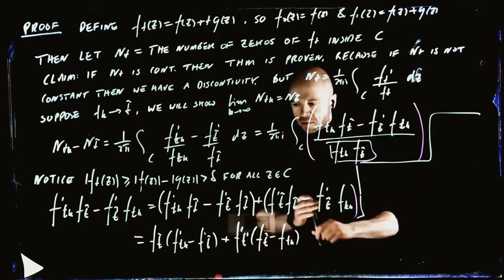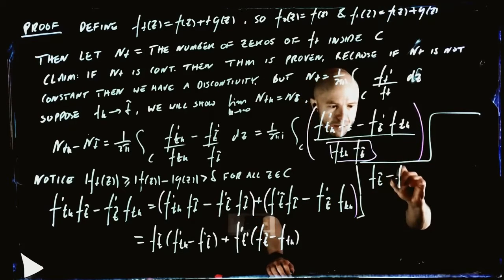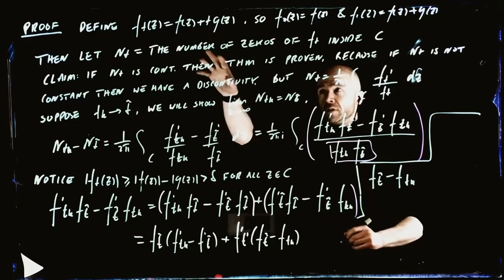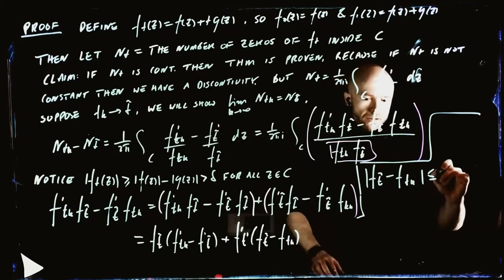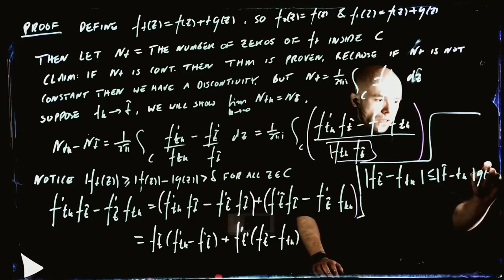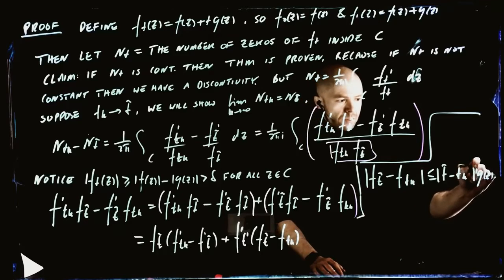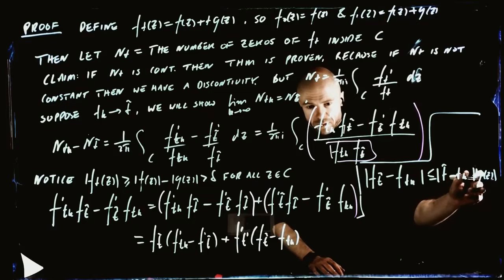So f of t tilde minus f of tk, just how we got these definitions over there. Then what's this thing? This is less than, so the f's will just cancel. It's just less than t minus t tilde times g of z. G is a holomorphic function on this closed curve, so therefore it's bounded on this closed curve, so we can make this thing as small as we like, independent of z. Do you see what I mean?